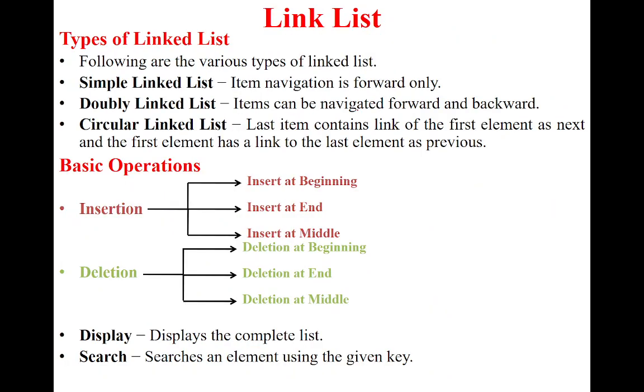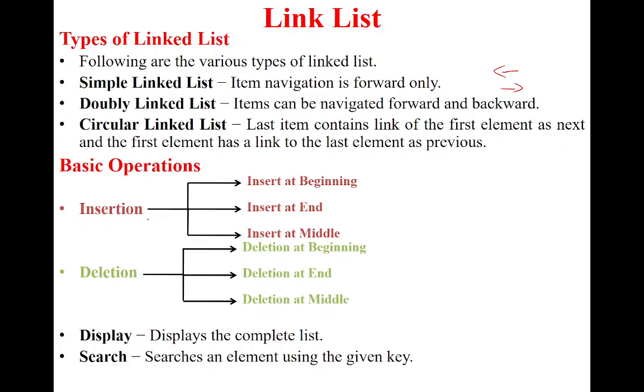Then we will have the doubly linked list. The linked list will go in the forward direction as well as the backward direction. If it is so, it is called a doubly linked list. Circular linked list means the first element will be connected to the last element. That is called a circular linked list.